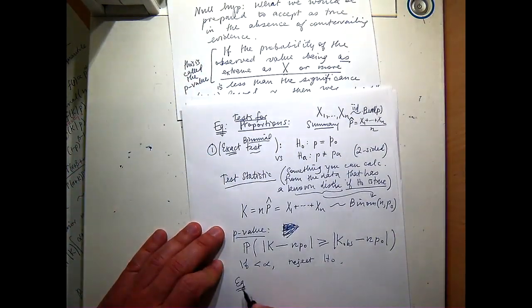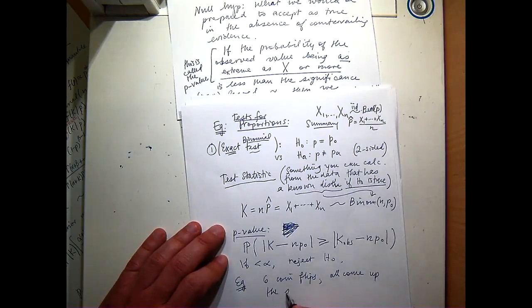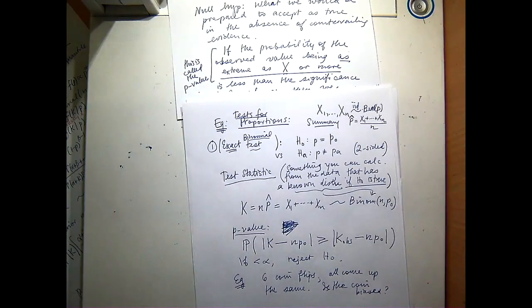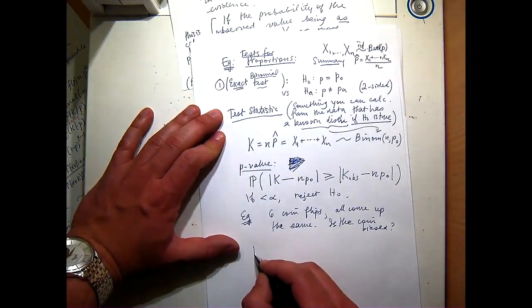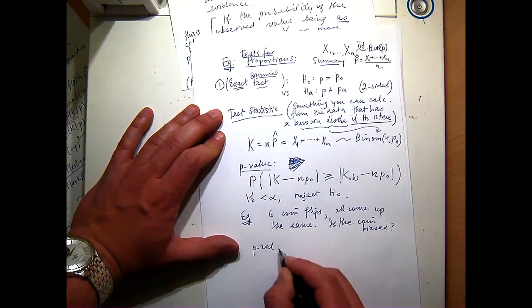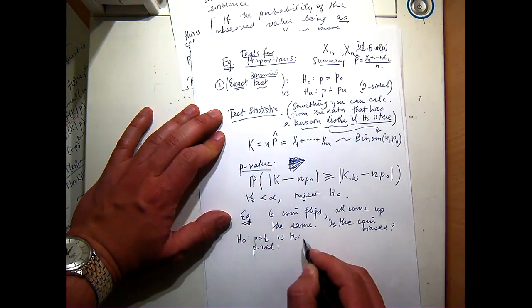And so let's do an example, the one that I said in words. 6 coin flips, and all come up the same. Is the coin biased? That's the question. Okay. Is the coin biased? Well, you would do it by saying the p-value is... So H0 is that p equals a half versus H alternate that p is not equal to a half.